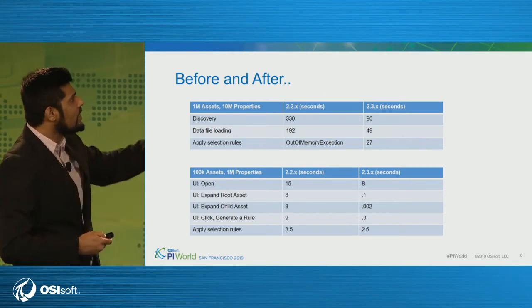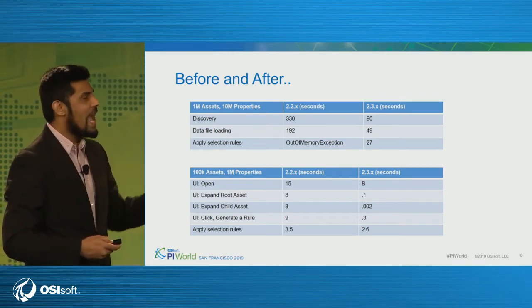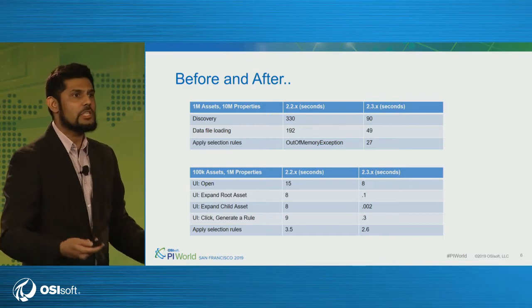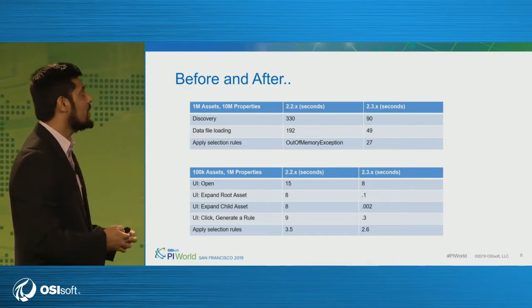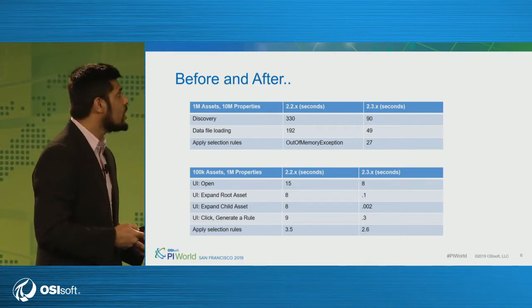And the things listed in the leftmost column are some of the actions that you can do in the data collection manager, where you can click on certain nodes, you can expand the root element, you can expand the child element, you can apply certain selection rules.